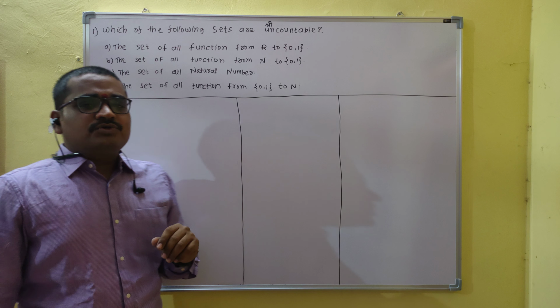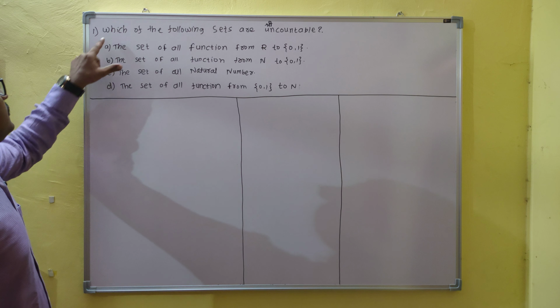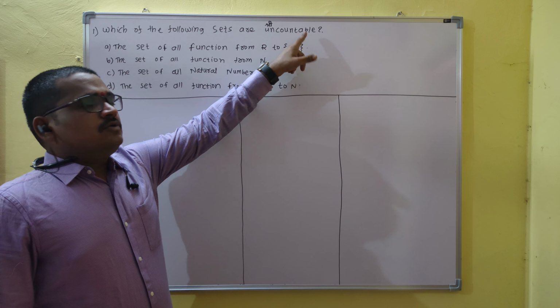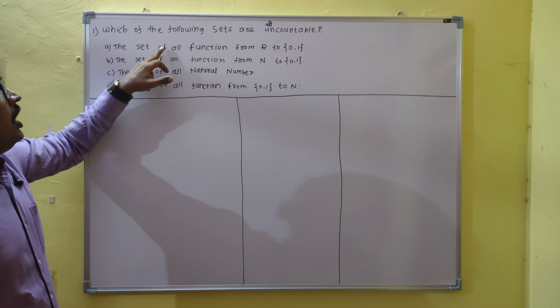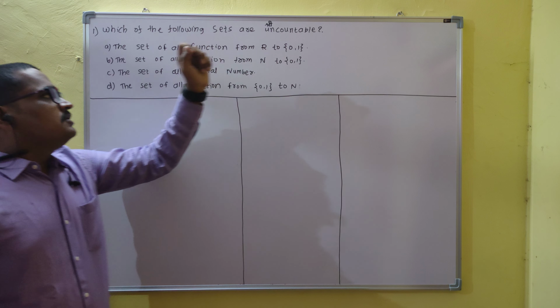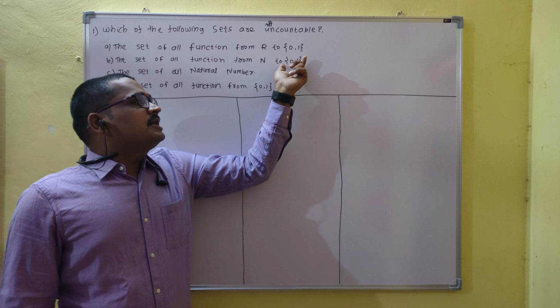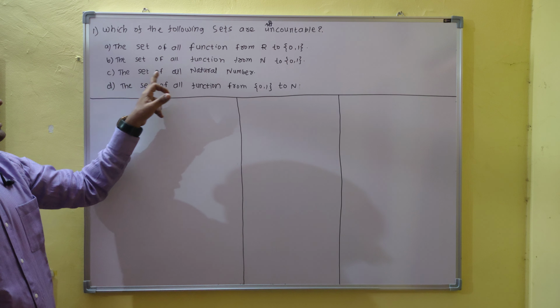This is a multiple choice question which was asked in CSIR NET 2016. What is the question? Which of the following sets are uncountable? The first option is the set of all functions from R to {0,1}. The second option is the set of all functions from N to {0,1}. Third, the set of all natural numbers. And the last one, the set of all functions from {0,1} to N.